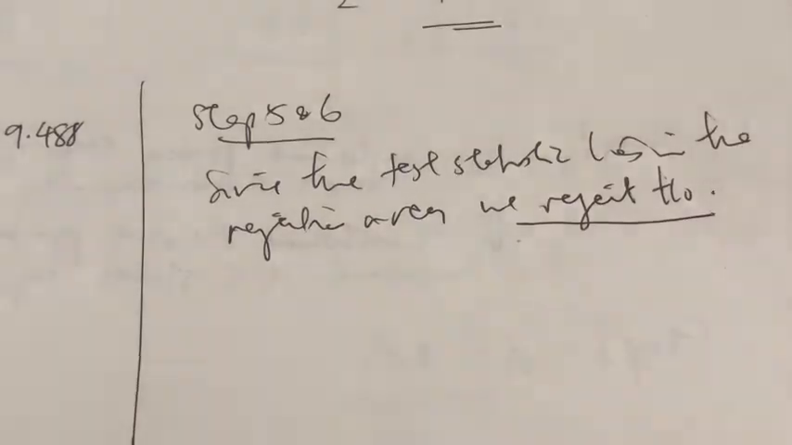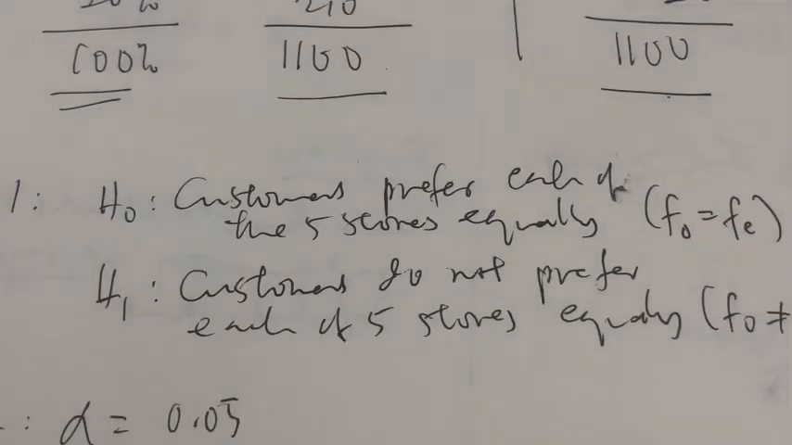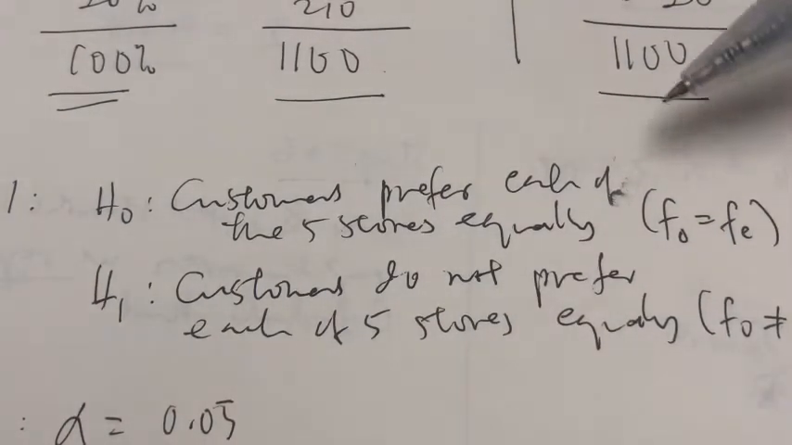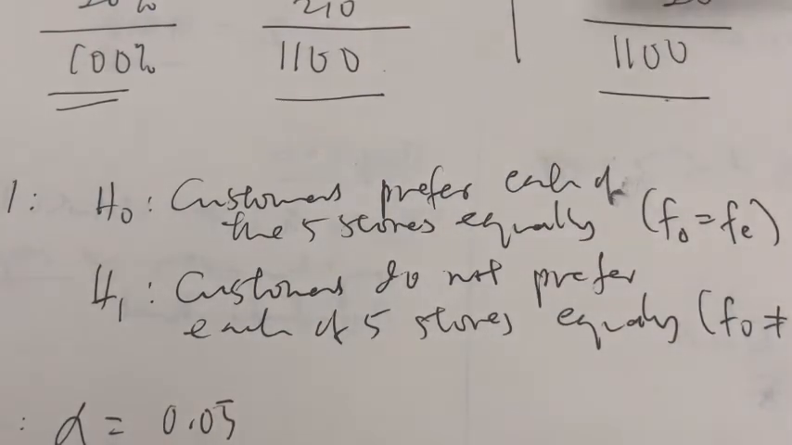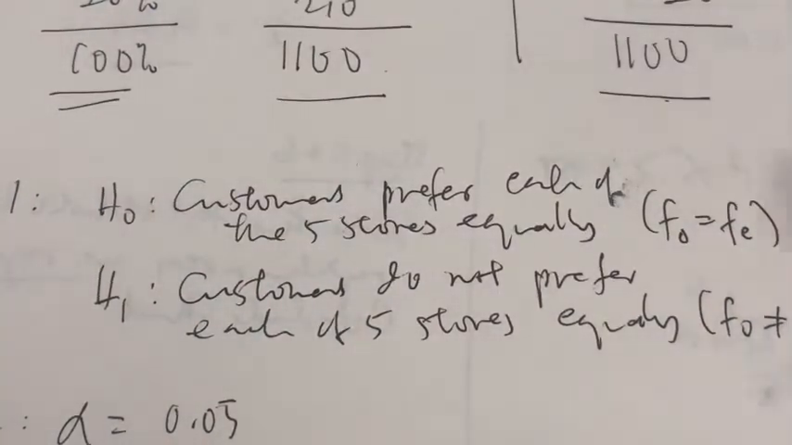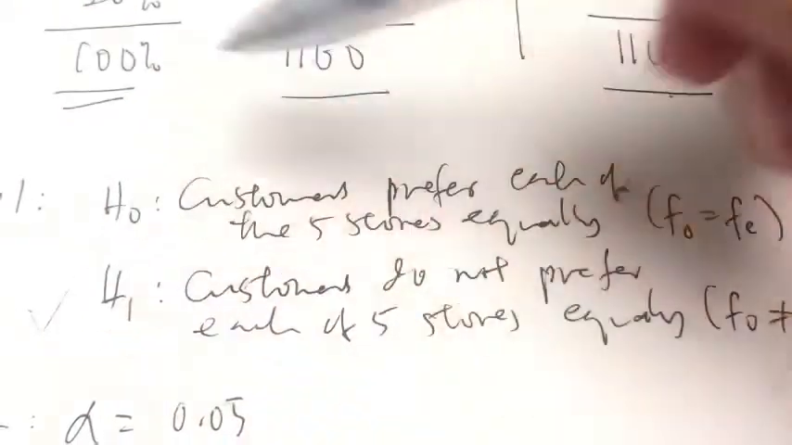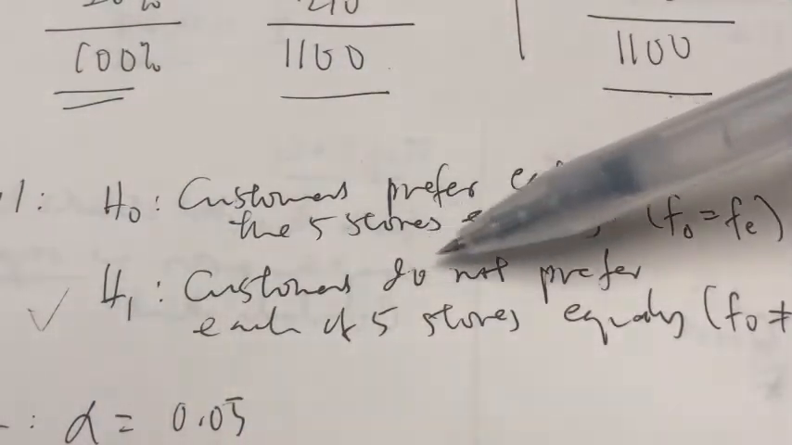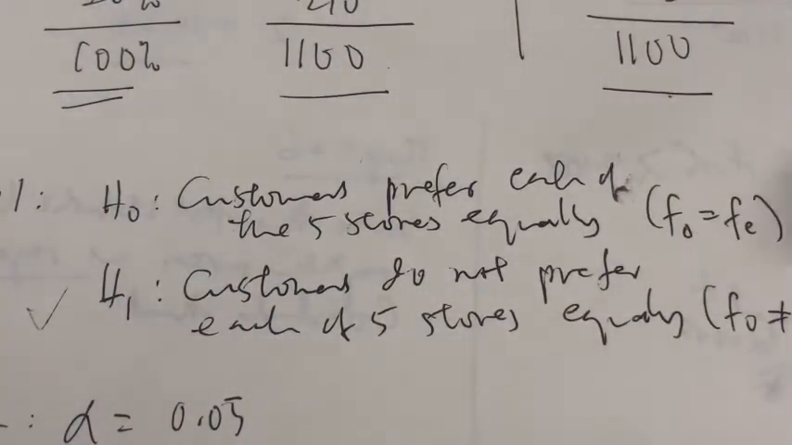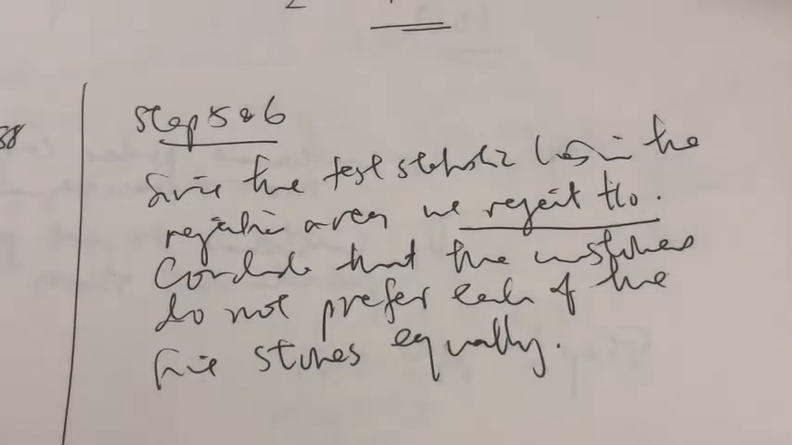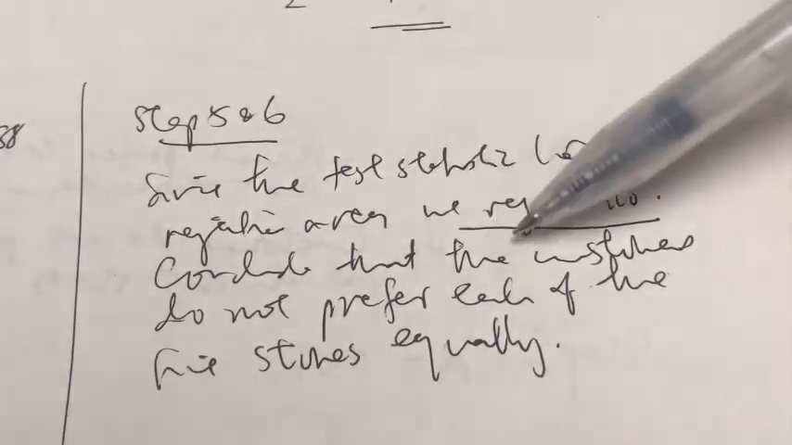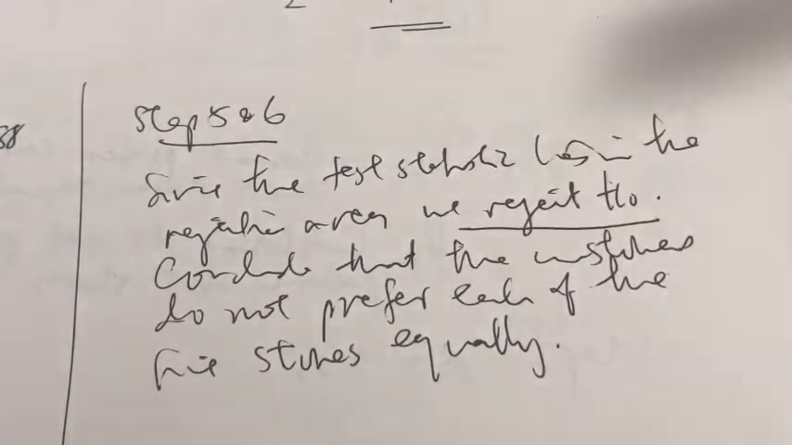Highlight that. To conclude, let's go back and look at the hypothesis in step 1. We're saying reject the null, so we take the alternate. We take this one. So what do we say? We conclude that the customers do not prefer each of the 5 stores equally. So we can continue with our conclusion: we conclude that the customers do not prefer each of the 5 stores equally.